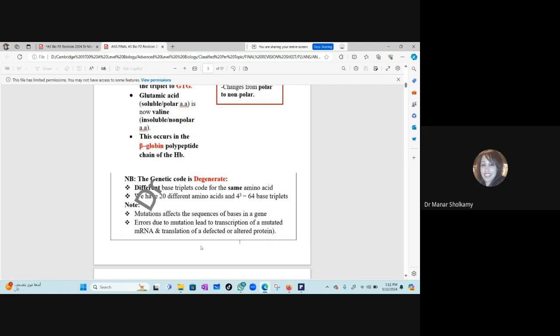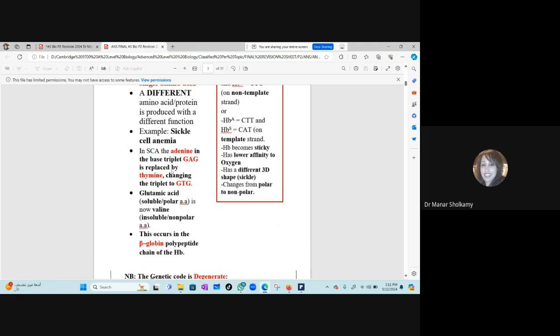Okay, don't forget that. Good. And this mutation happens in the beta globin polypeptide chain of the hemoglobin. You know the structure of the hemoglobin. If you were studying biological molecules, it is made up of two polypeptide chains bonded together. You have two alpha globin polypeptide chains and two beta globin subunits. And the mutation happens in the beta globin, not in the alpha globin. Okay. Good.